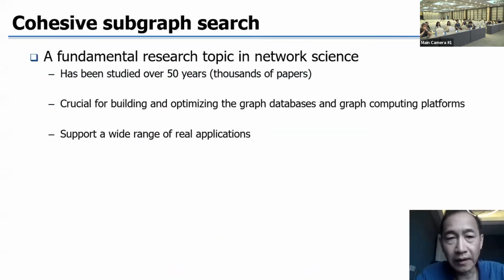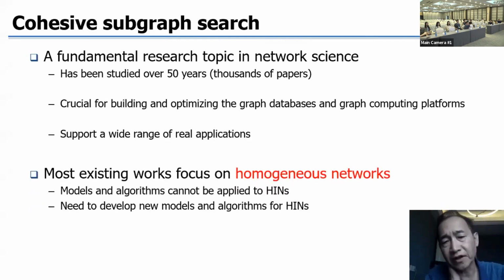In this talk, we basically will focus on cohesive subgraph search. This is a very fundamental research topic in network science and has been studied over 50 years with thousands of papers. It can support a wide range of real applications. Most existing works focus on homogeneous networks, so the models and the algorithms cannot be applied to HINs. We need to develop new models and algorithms for HINs.